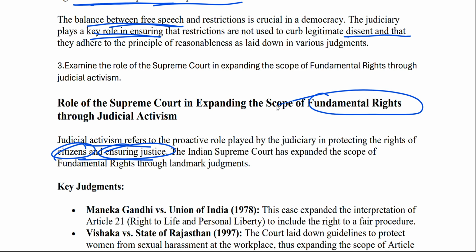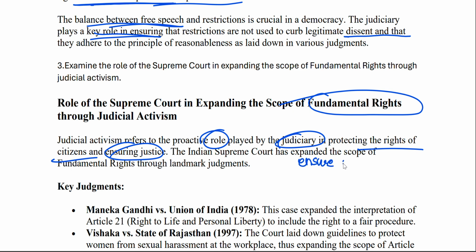So we have fundamental rights, right? So we need to mention all the cases which are related to the fundamental rights. Judicial activism refers to the proactive role by the judiciary in protecting the rights of the citizens and ensuring justice. So the role played by the judiciary: first we have to protect the rights of the citizens, and we have to ensure justice. Law is to ensure justice.